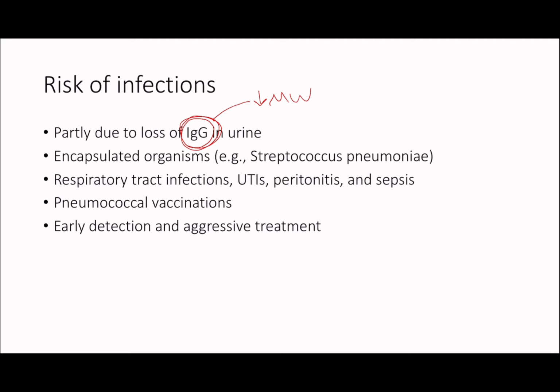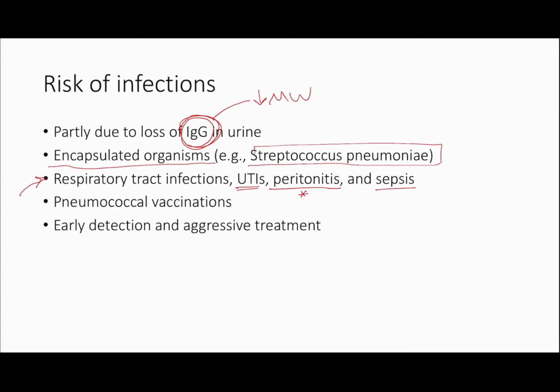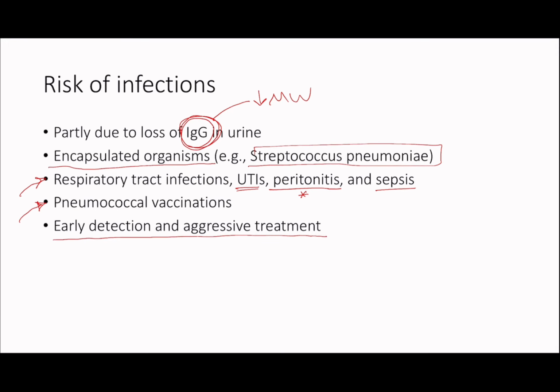Common infections include respiratory tract infections, urinary tract infections, peritonitis, which is very important to keep in mind, and sepsis. Patients who are persistently nephrotic should be offered pneumococcal vaccinations. Early detection and aggressive treatment of infections, rather than antibiotic prophylaxis, constitute the best approach.